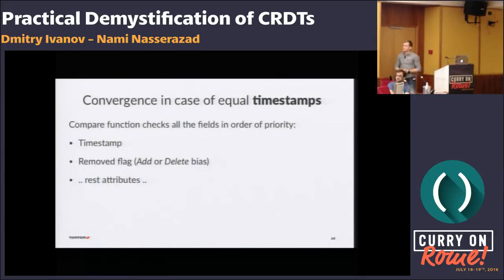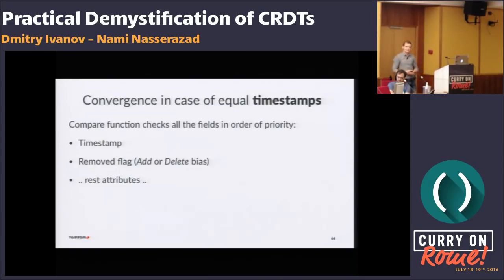One might argue, okay, you mentioned that we do max by timestamp. So what happens if we have exactly the same timestamp for values? Yeah, that's a good question. Actually, comparing timestamps is not enough. You have to compare the whole element structure. So what do you do? First, of course, you compare by timestamp. If you have a tie, you check the remove flag. In that case, you have a different bias. You can have an add bias or a remove bias, depending on your actual use case. And then you have to compare the rest of the attributes.